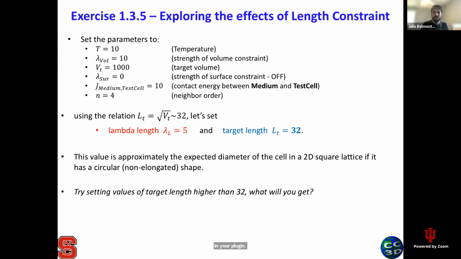It's not calculated, you make a spin flip and compare what will be the major axis of your cell before and after the spin flip, right? And use that to calculate the energy of the length constraint. So did everyone get a cell that elongates? Okay.